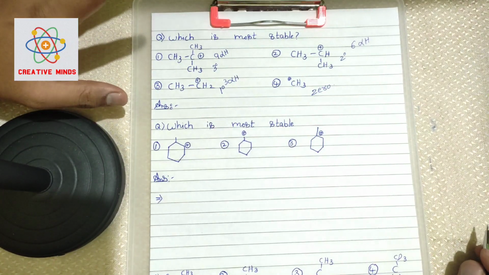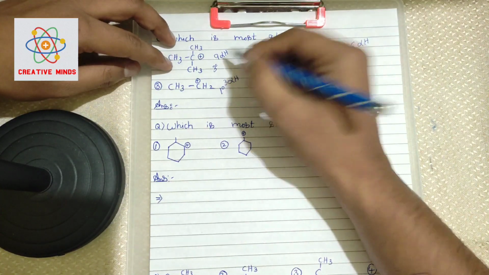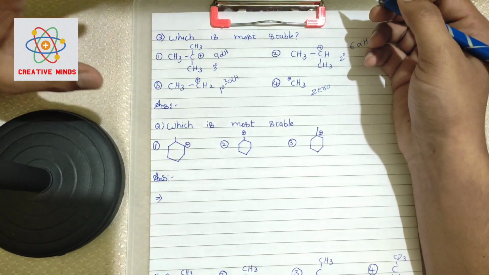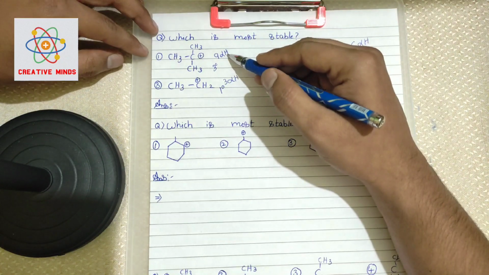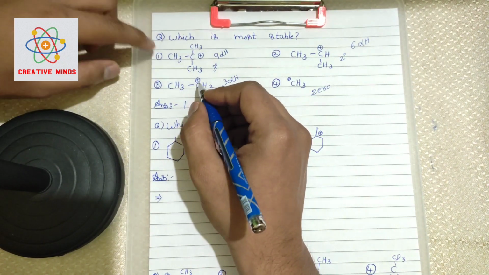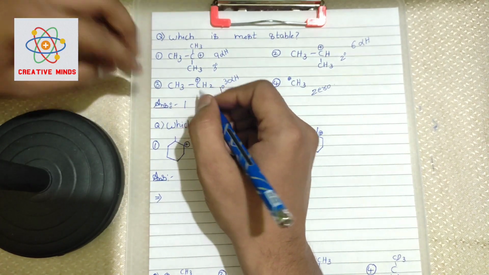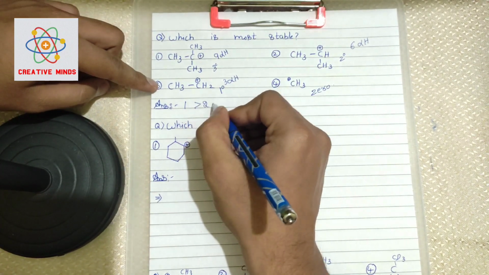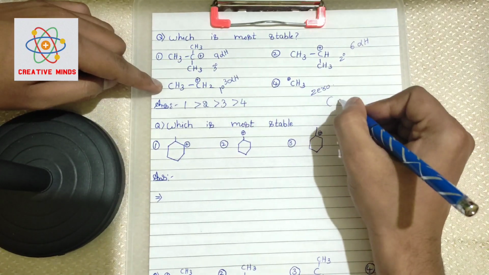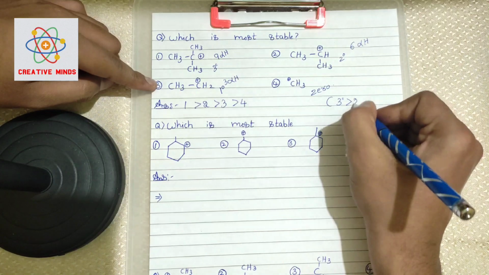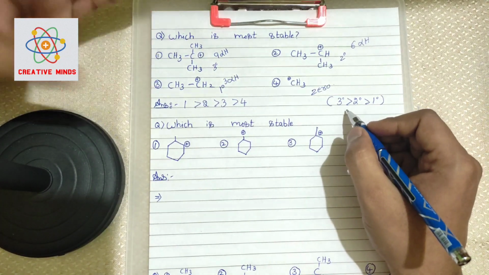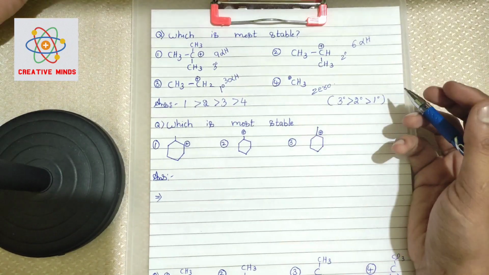Now what is the stability order? What I told you: the more the alpha hydrogen, the more the stability. Therefore the first option has the highest number of alpha hydrogen, so the first option will be the greatest. It means the first option will have the most stability, then second, then third, and at last fourth. We can also write this as tertiary greater than secondary greater than primary. This is the stability order in case of hyperconjugation. That's all. Very simple, right?